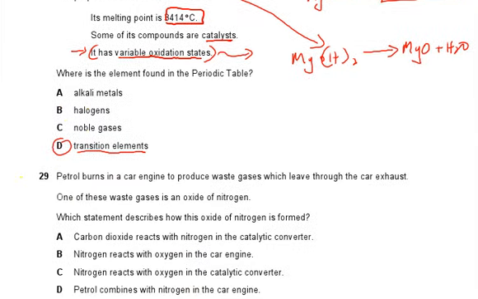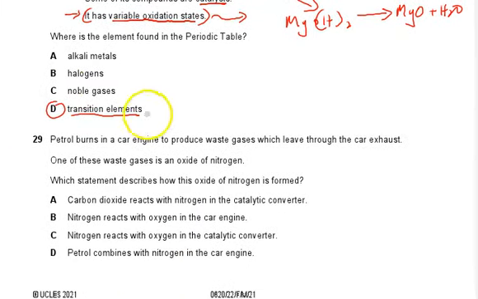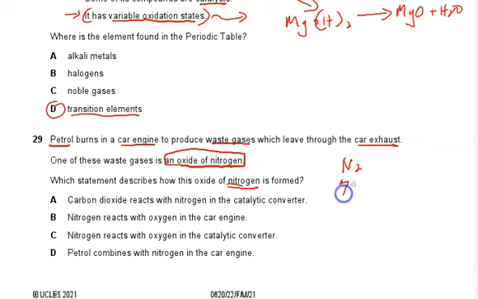For number 29, petrol burns in a car engine to produce waste gas which leaves through the car exhaust. One of these waste gases is oxides of nitrogen. Which statement describes how this oxide of nitrogen is formed? For your information, nitrogen is there in the air, the largest percentage in air, and oxygen is about 21%. So nitrogen is everywhere inside the air.